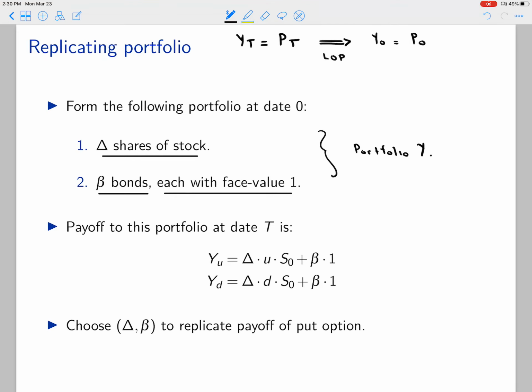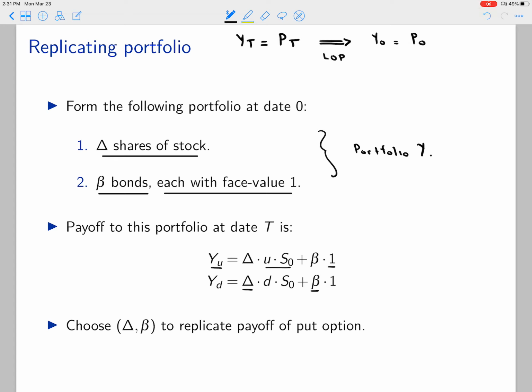Okay. The payoff to portfolio Y is as follows. In the upstate, we're going to own delta shares and beta bonds. Each share is going to be worth S sub U. Each bond is going to be worth 1. We own delta of these shares. We own beta of these bonds. So the total payoff to this portfolio is Y sub U in the upstate, delta times U times S0 plus beta times 1.